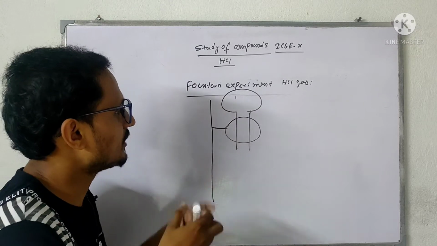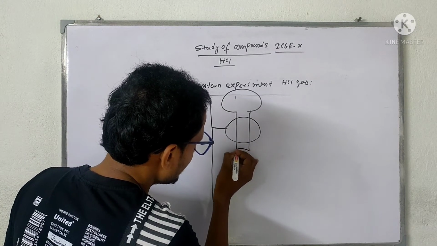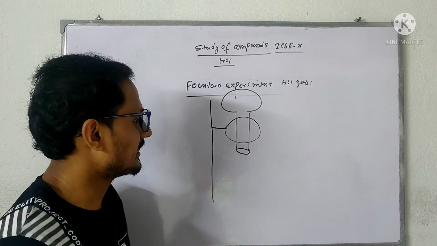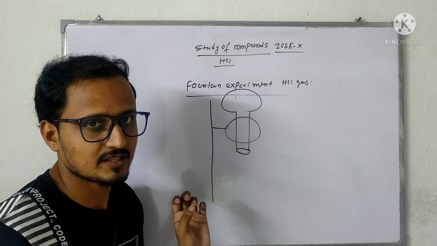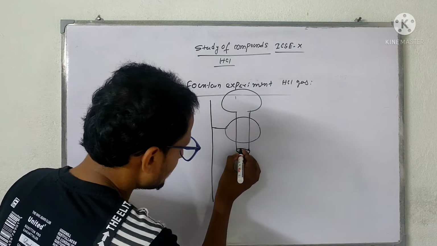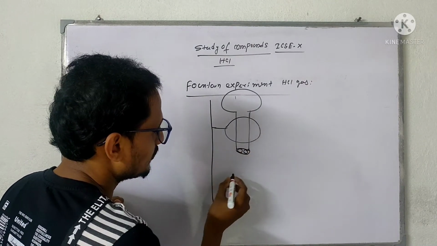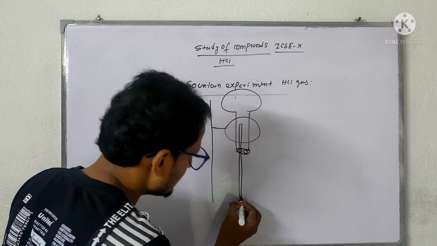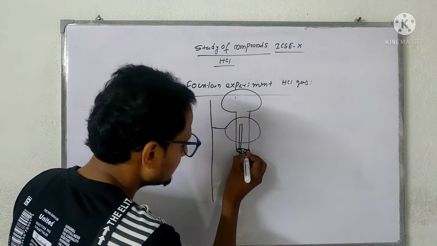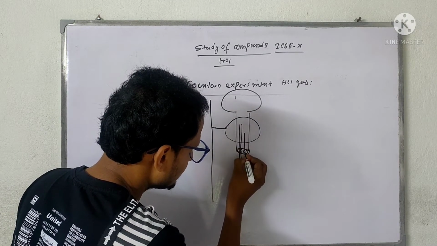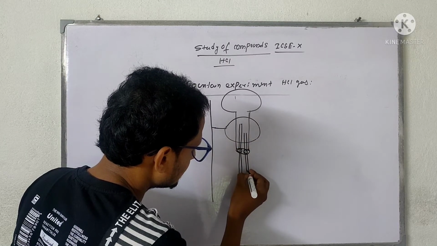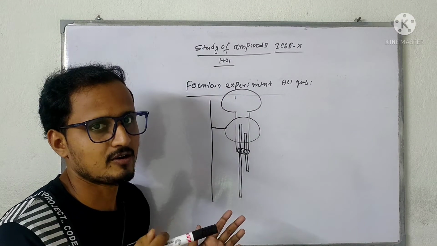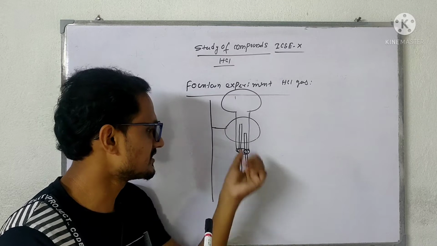Now this round bottom flask will be fitted with a cork, and the cork will have two holes. In one hole we will take one long jet tube, and in the other hole we will take an injection, a syringe.